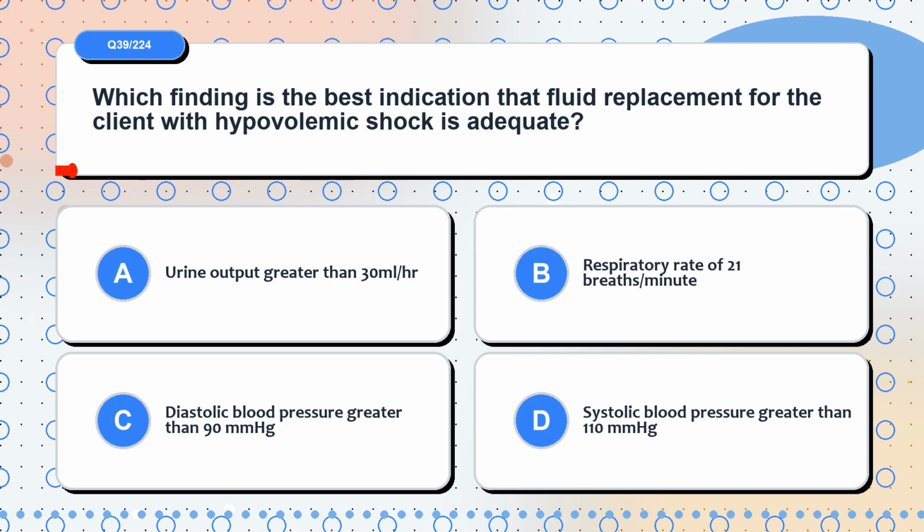Question 39. Which finding is the best indication that fluid replacement for the client with hypovolemic shock is adequate? Here are the options. Option A. Urine output greater than 30 ml/hr. Option B. Respiratory rate of 21 breaths/minute. Option C. Diastolic blood pressure greater than 90 mmHg. Option D. Systolic blood pressure greater than 110 mmHg.